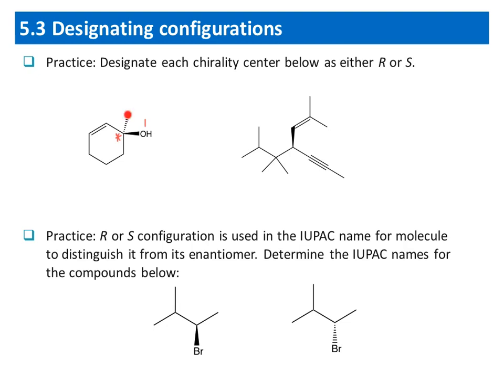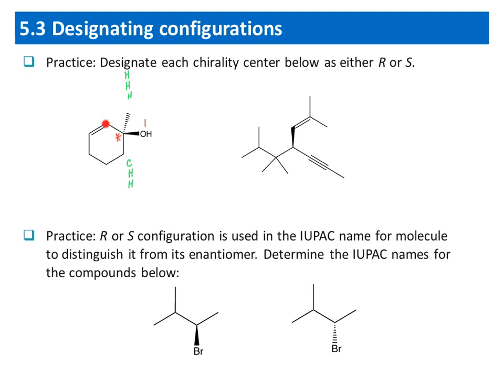Then we have carbon, carbon, carbon. Now we need to decide which one is basically the next priority and which one is the lowest priority. So this carbon is connected to 3 hydrogens. All right, so we have 3 hydrogens connected here. Okay, this carbon is connected to 1 carbon and 2 hydrogens.